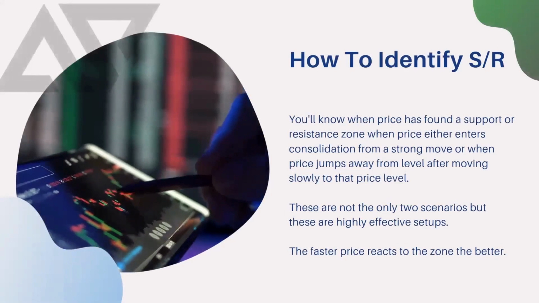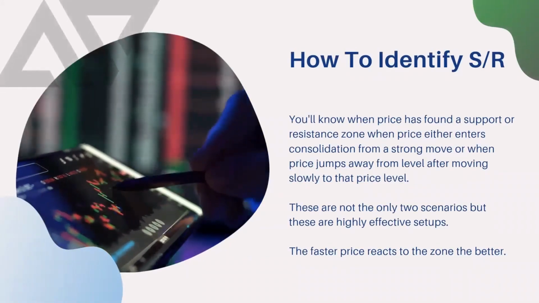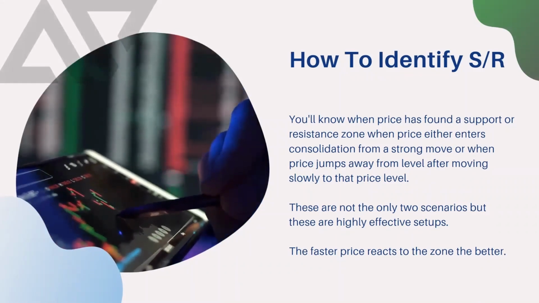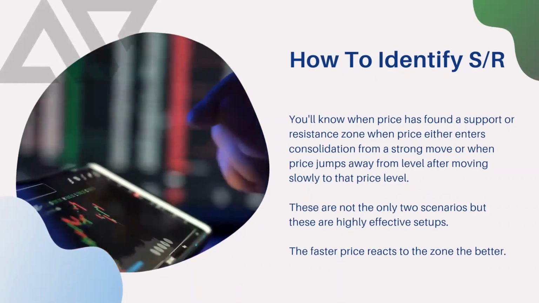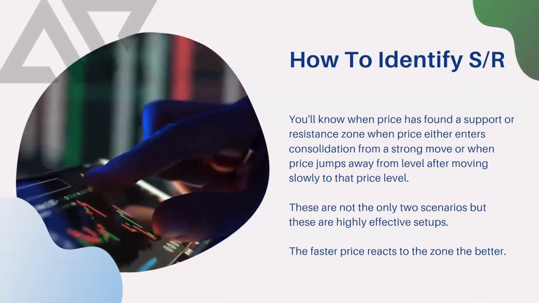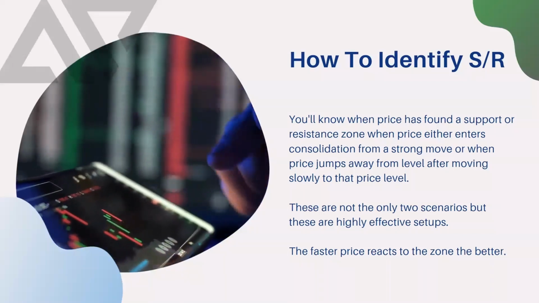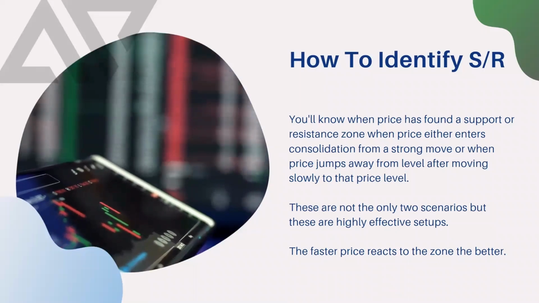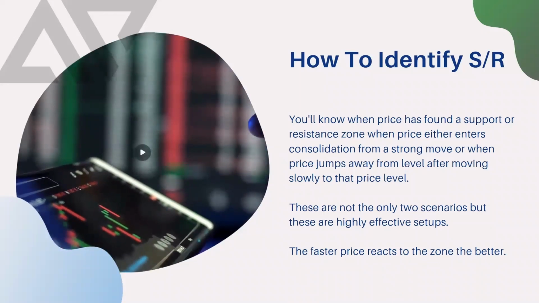So how to identify support resistance? You'll know when a price has found a support or resistance zone when price enters consolidation from a strong move, or when price jumps away from a level after moving slowly to that price level. These are not the only two scenarios, but both are highly effective setups. The faster price reacts to the zone, the better.